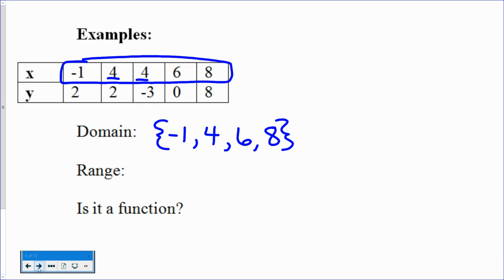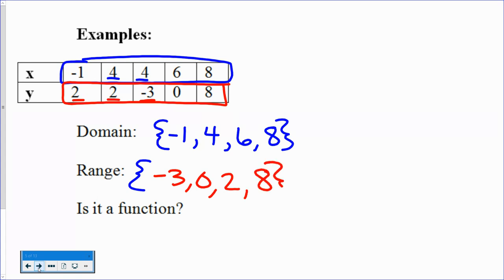The range set, I use the curly brackets as well to represent the set. And then my range will be the y values. And once again, they must be in order from least to greatest. Math Excel might mark it wrong if you don't put it in order from least to greatest. So -3 would be first, then 0. 2 is listed twice, I only need to include it once. And then 8 would be the set of my range.